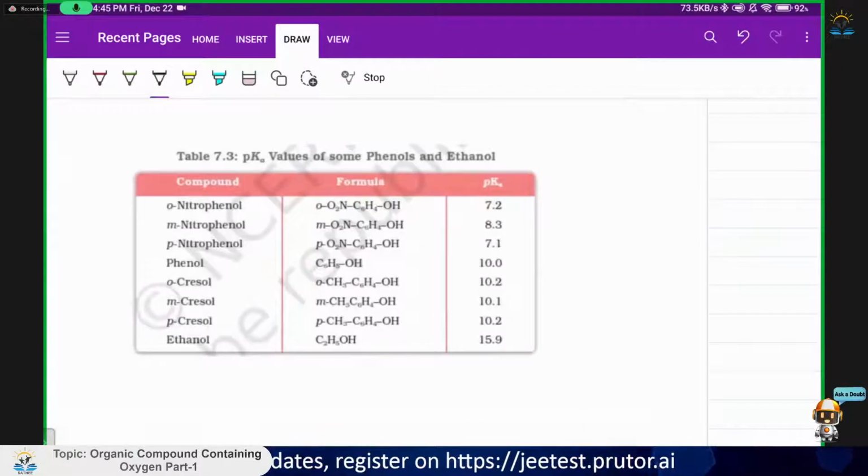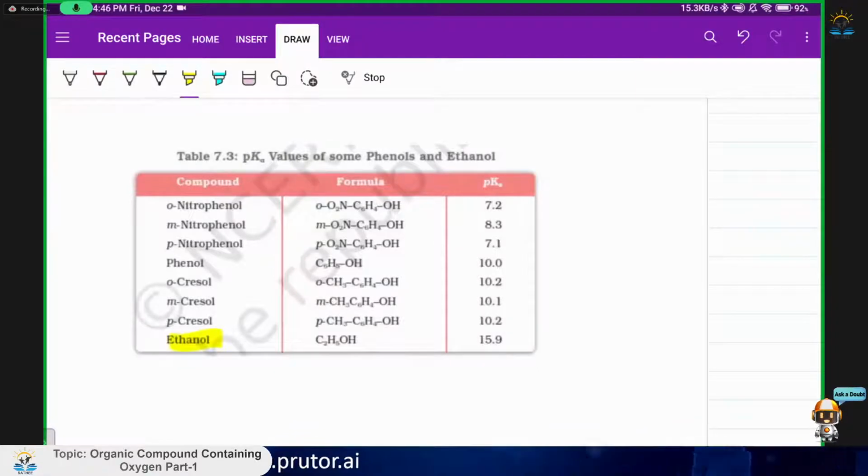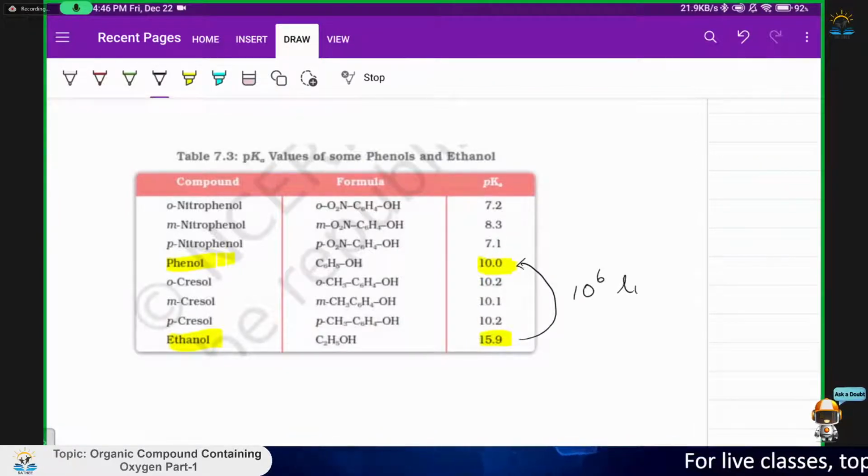We know that as pK value decreases, the acidic character increases. So when we compare the pK values of ethanol and phenol, you can see 16 and almost 10. So phenol is almost a million times stronger than ethanol.